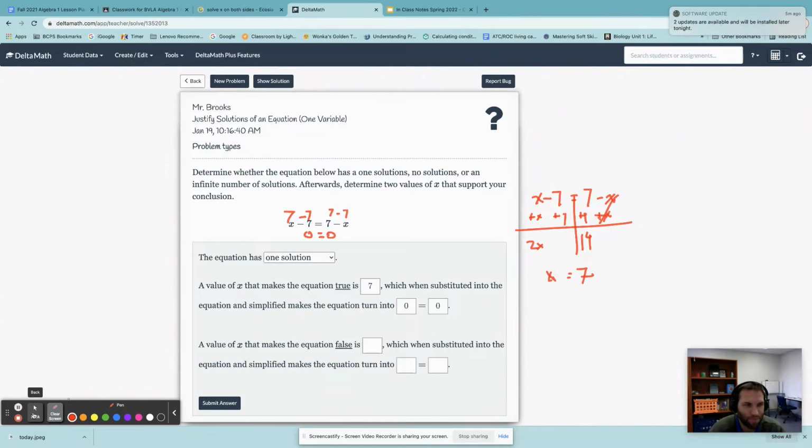And then it says a value of x that makes the equation false is you just pick a number. I mean, 7 is the right answer, so you can pick any number but 7. And since I'm plugging in numbers, I like to use small numbers. I mean, the smaller the number, the easier it is. So I'll just put 0. That would mean that if x were 0, it would be -7 equals 7, which would be false, right? So I just plug 0 in. 0 minus 7 equals 7 minus 0.